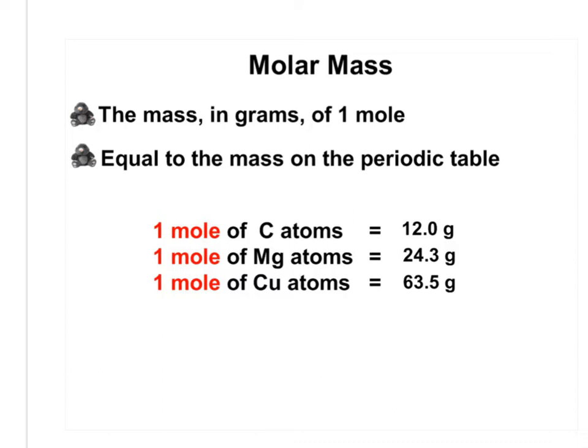So how do you know how much something weighs? Well, somebody already did all the conversion for you, and they're found on the periodic table. So the mass of 1 mole of each element is on the periodic table. A mole of carbon atoms weighs 12 grams. A mole of magnesium atoms is 24.3 grams.